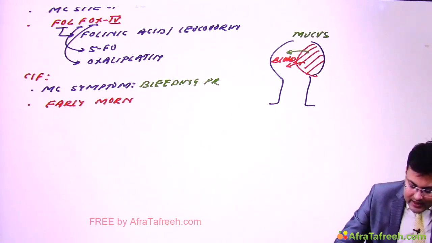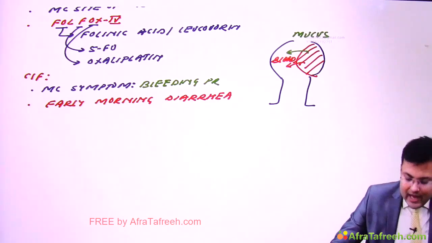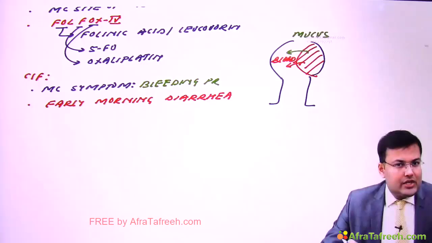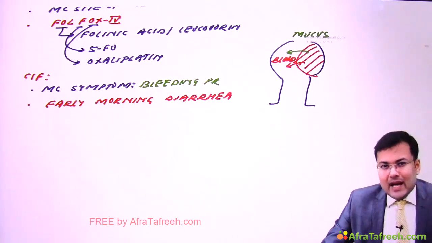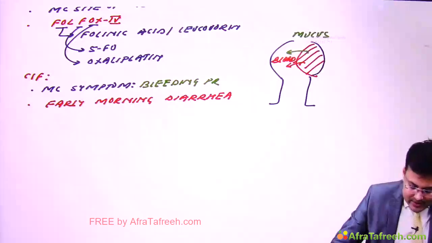There is an intense desire of defecation, and when the patient goes to pass the stool, actually it's not stool, the patient passes mucus and blood. So what happens? There is passage of bloody slime. So what is the other characteristic symptom? There is passage of bloody slime.